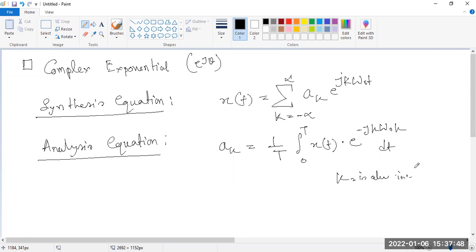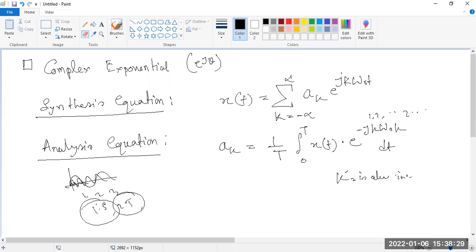K is always an integer, because whenever you go for any harmonics, there is the first harmonic, second harmonic, third harmonic, etc., but there is no 1.5 harmonic or 2.5 harmonic, no decimal number. So that's why you have to put k equal to an integer, not any decimal number. K represents the number of harmonics. So k should be 1, 2, 3, but you never put k equal to 1.5, 2.5. No fractional parts. Just remember this thing. Sometimes some questions come on this point.